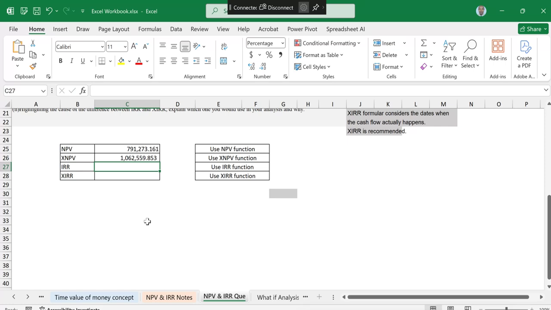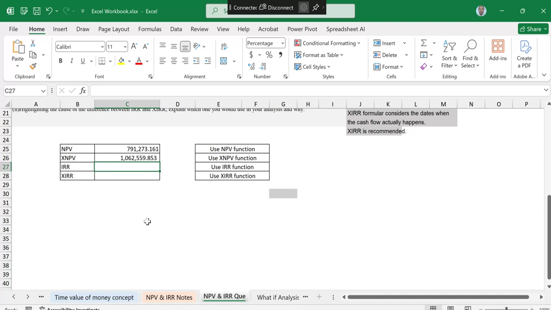XNPV is 1,062,559.853. Investors prefer XNPV compared to NPV because of what we've said on exact timing, the exact dates that the cash flows occurred. But both are positive, so we'll still go for the project. It's viable.